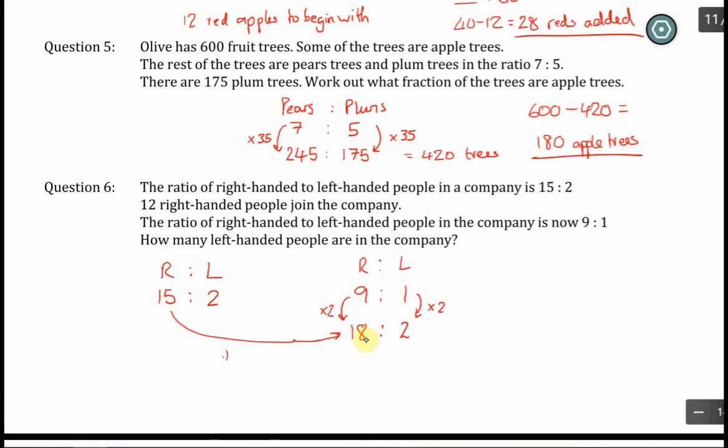So how many right-handed parts have we gained? Well, that's 3 more parts. And those 3 parts must be equal to the 12 people. So if I know 3 parts is equal to 12 people, then I know 1 part must be equal to 4 people. And therefore I can go back and answer the question, how many left-handed people are in the company? Well, there are 2 parts to that, so that would be 8 people.